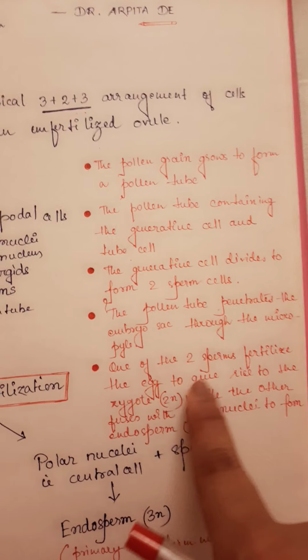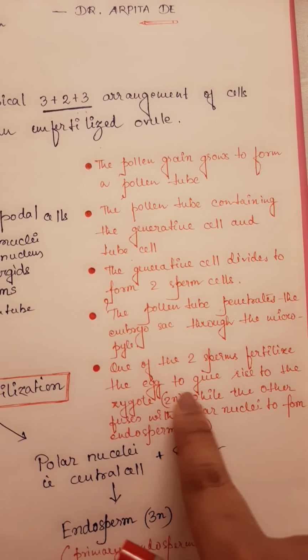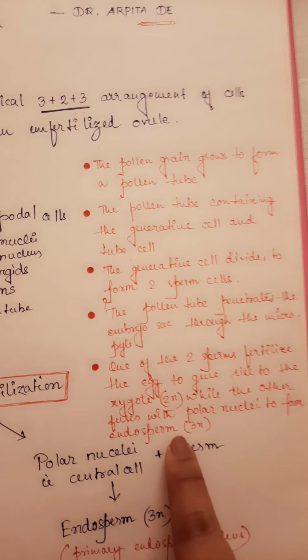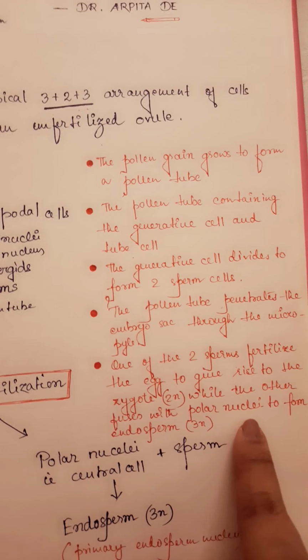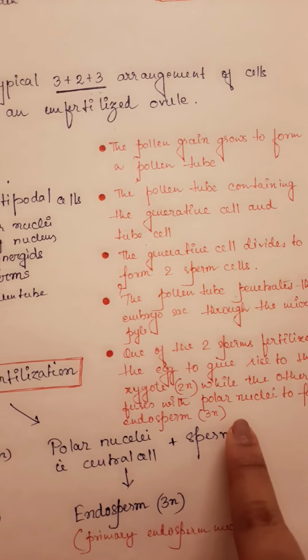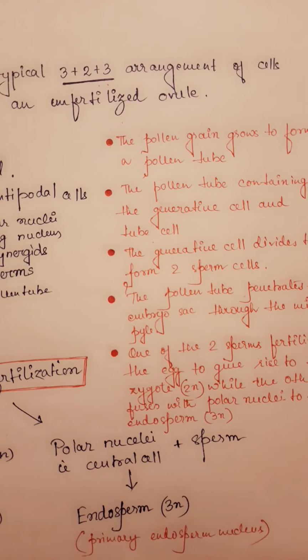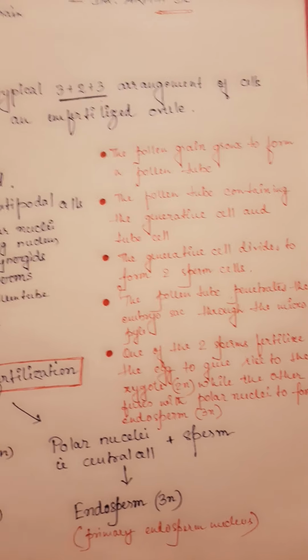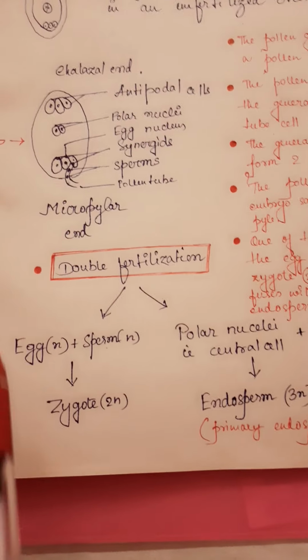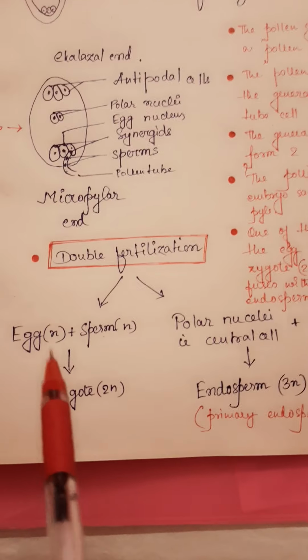One of the two sperms fertilizes the egg to give rise to the zygote, which is diploid in nature, while the other fuses with the polar nuclei to form the endosperm, which is triploid in nature. This endosperm is the nutritive tissue for the growing embryo. This pictorial representation will give the idea in brief.